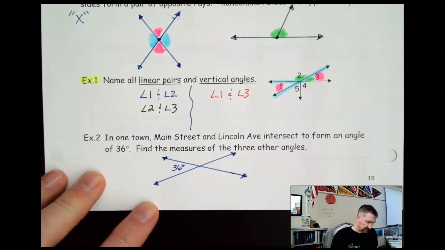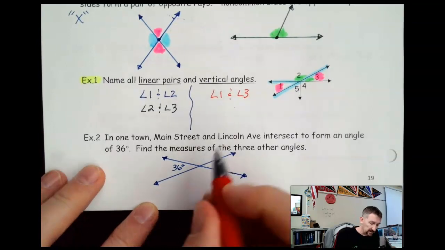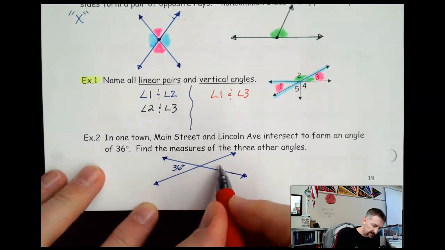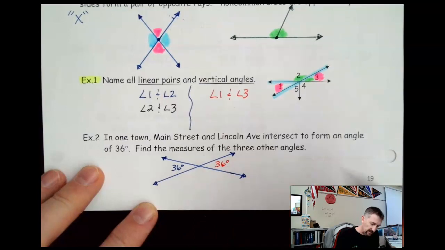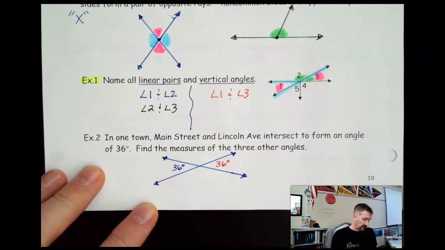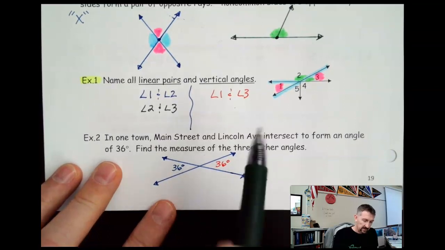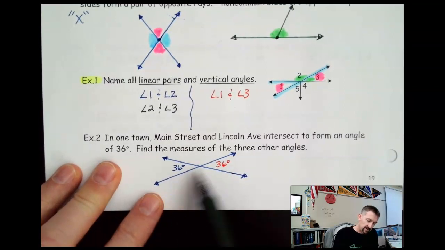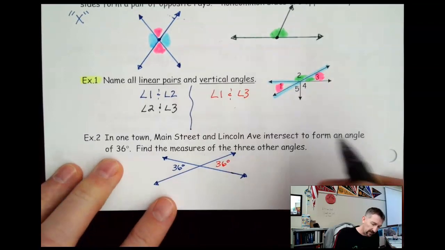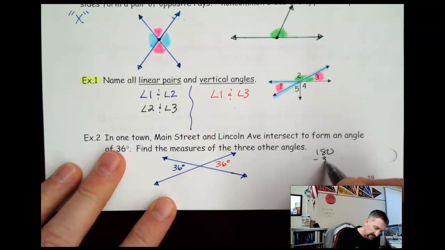So I would suggest that probably the easiest one would be the vertical angle first, because the vertical angle would be straight across here and it would be the same size, so that would also be 36. Now the other angle, if you think about it, forms a linear pair, because that's a straight angle right here, 180 degrees, and we have 36.